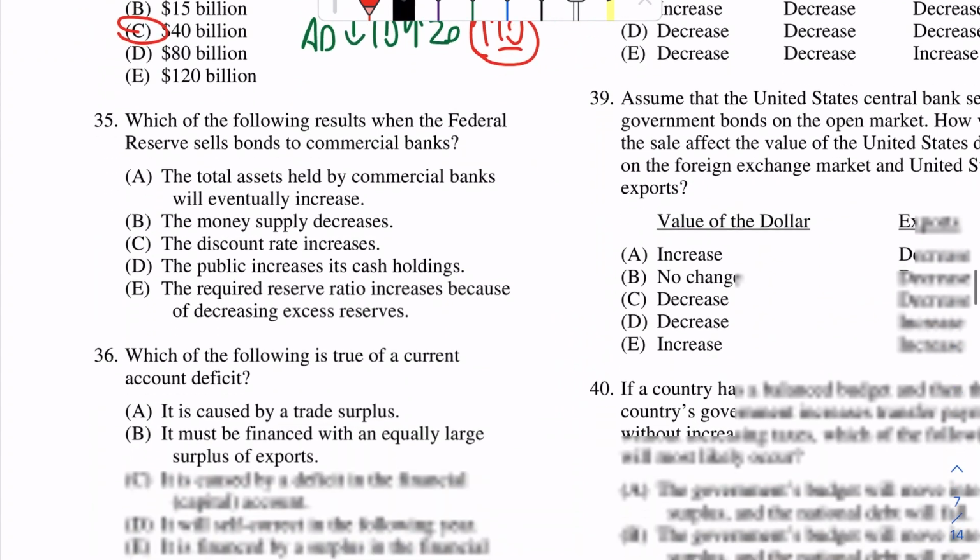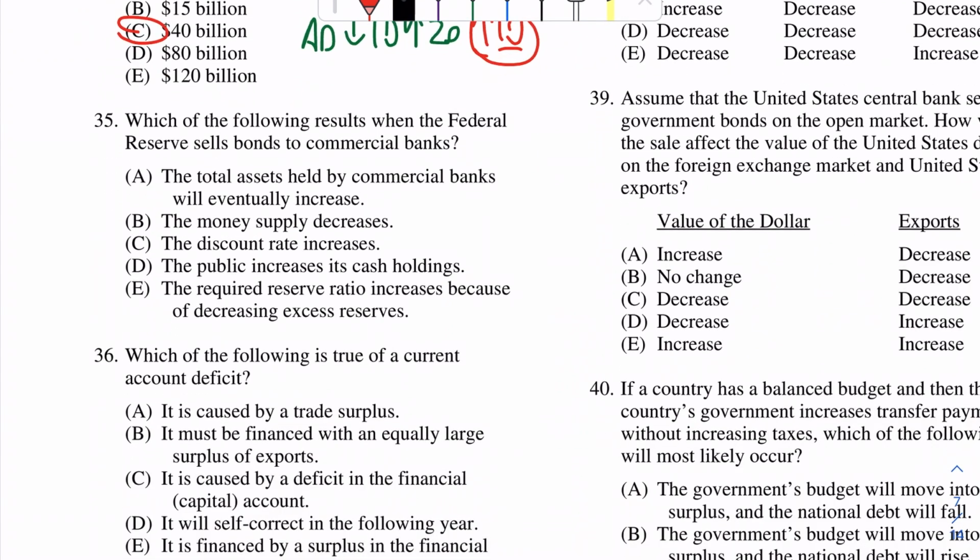Okay. 35. Which of the following results when the Federal Reserve sells bonds to the commercial banks? So they're selling bonds, right? So they want their money back. So that would be a decrease in the money supply. You sell bonds, that is less money. Every time you see sell bonds, it is less money.